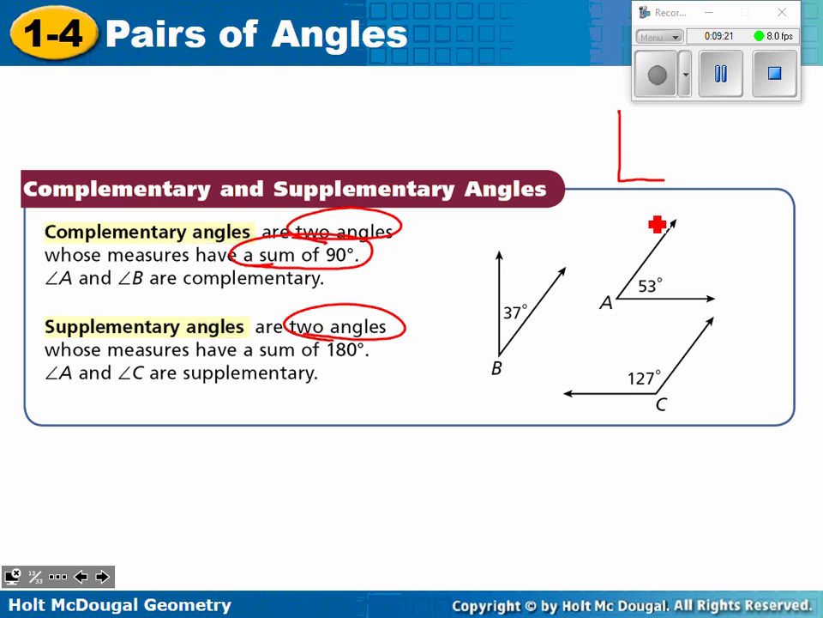They could be connected. You could have a picture like this, where I have angle 1 and angle 2. What does this little box right here mean? 90 degrees. So do angles 1 and 2 add to be 90 degrees? Yes. So this would be a picture of two angles that are complementary but are also adjacent.